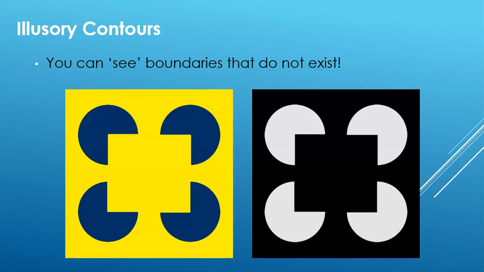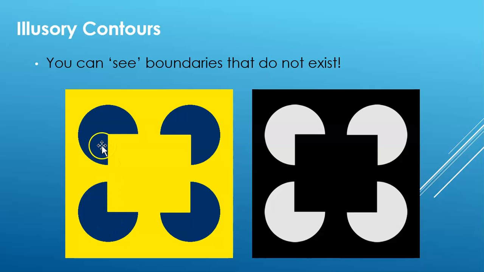We also have some illusory contours, which is that you can see boundaries that don't exist. So this is another type of Gestalt psychology, pretty much saying that our brain fills in the gaps. Examples for both of these would be that you can see the square in the middle here.